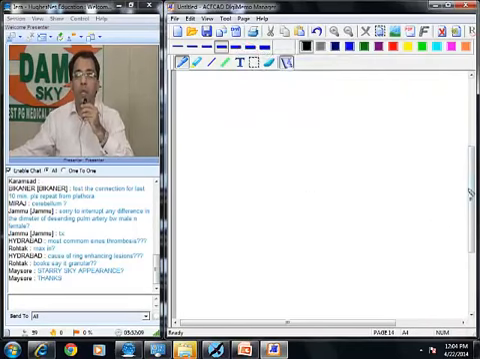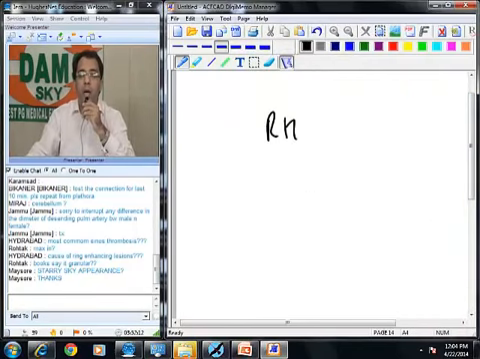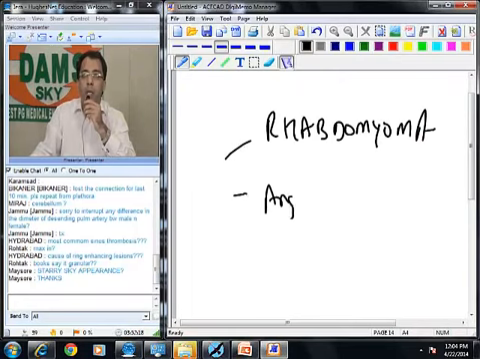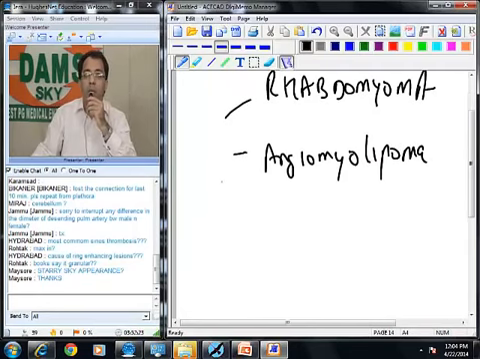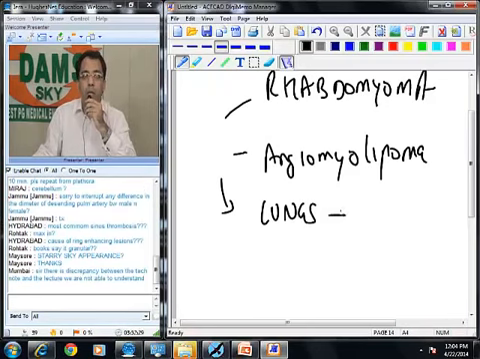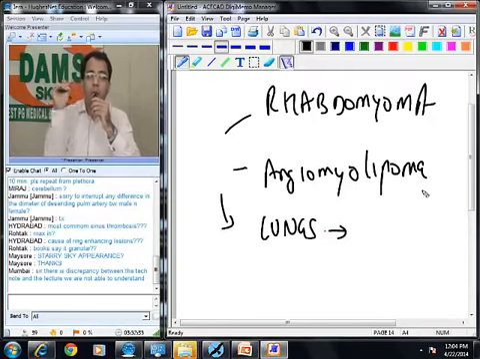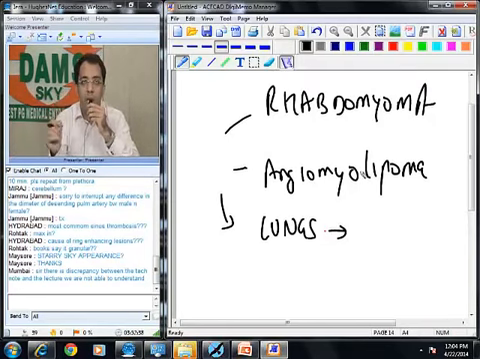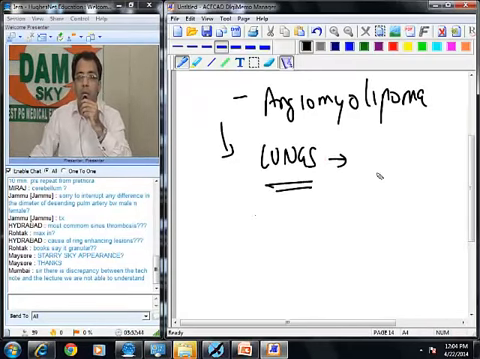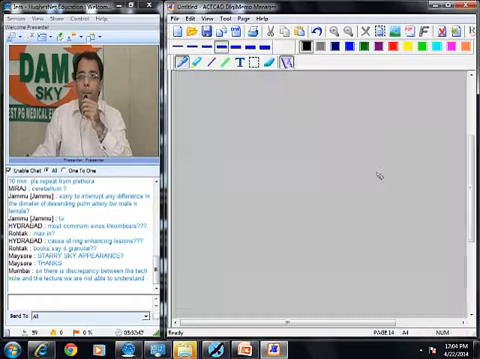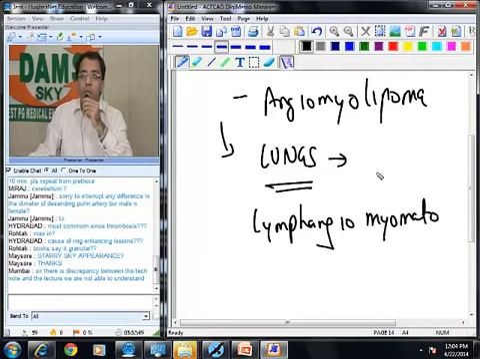Okay, what will you see in tuberous sclerosis in heart? You will see cardiac rhabdomyomas. What do we see in kidney? Angiomyolipomas. What do you see in lungs? In cardiac rhabdomyomas, renal angiomyolipomas, what do you see in lungs? Lymphangiomyomatosis.